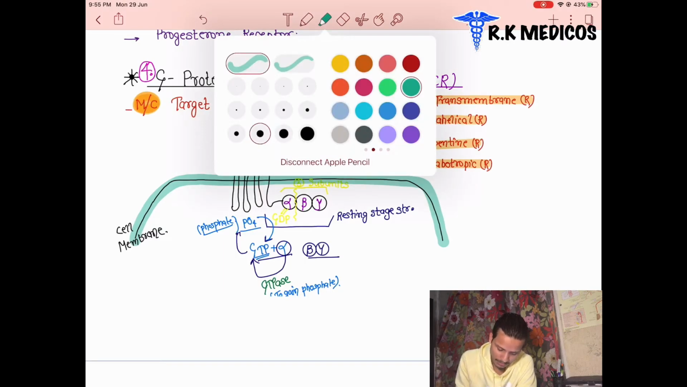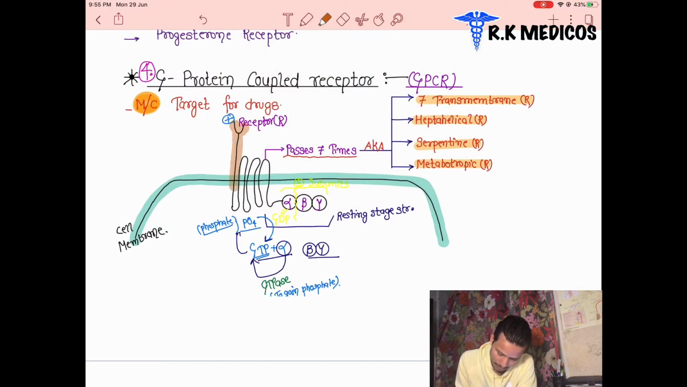As we discussed previously, suppose that this is the cell membrane of any cell. On this, there are several of these receptors moving like this. As we count, they pass through the membrane 7 times in a zigzag manner, and that's why they are called 7 transmembrane receptors, or 7 pass receptors. They are also called heptahelical, hepta meaning 7, a helical structure moving in zigzag. Next one is serpentine, a snake-like structure, or the serpentine receptor.